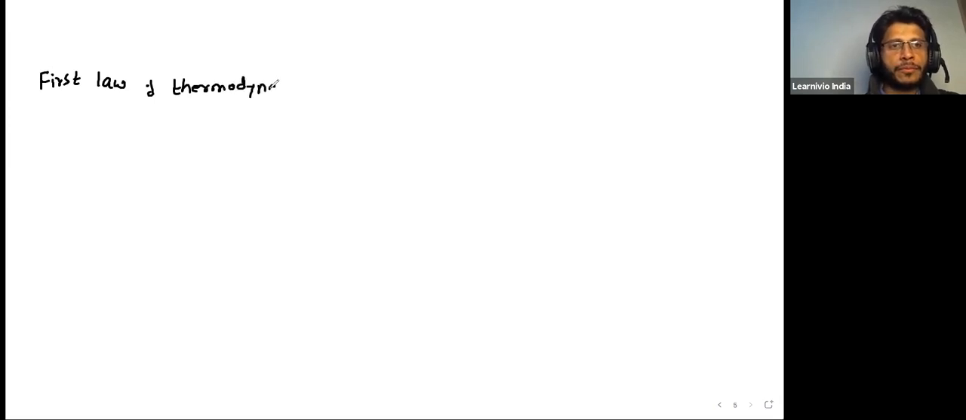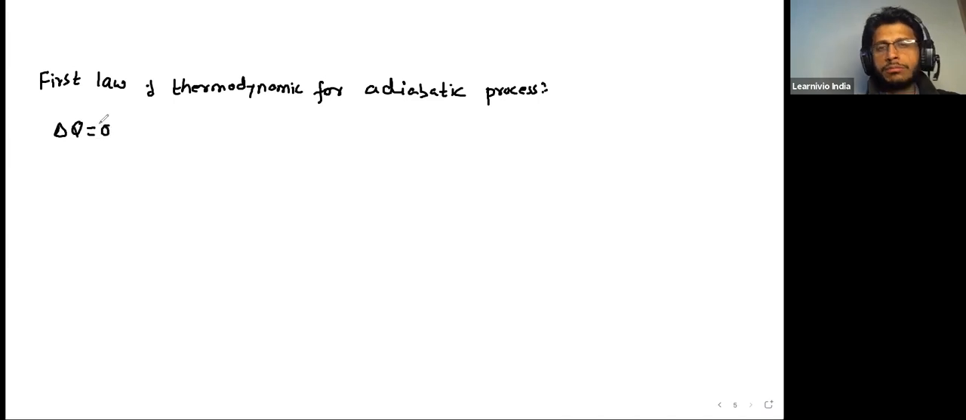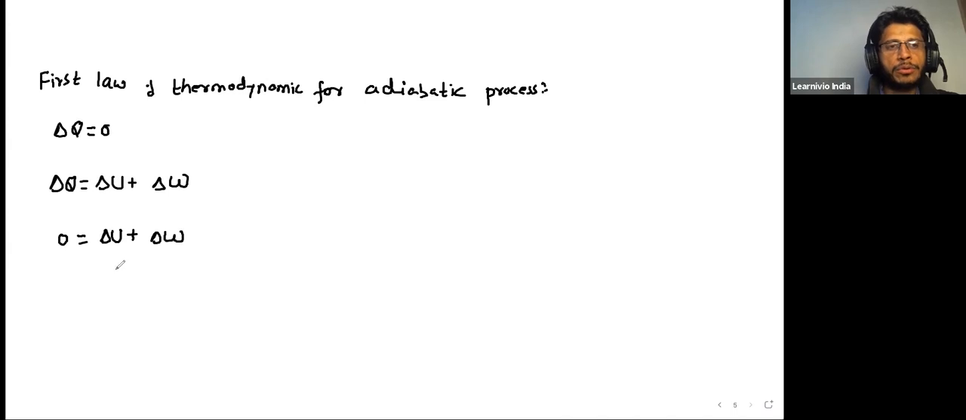Okay. Now, after this question, if I apply the first law of thermodynamics for an adiabatic process, what we can conclude is that there is no change in heat. Delta Q is 0. So delta Q is delta U plus delta W. If I substitute delta Q equal to 0 here, then we will say that delta U is minus of delta W.